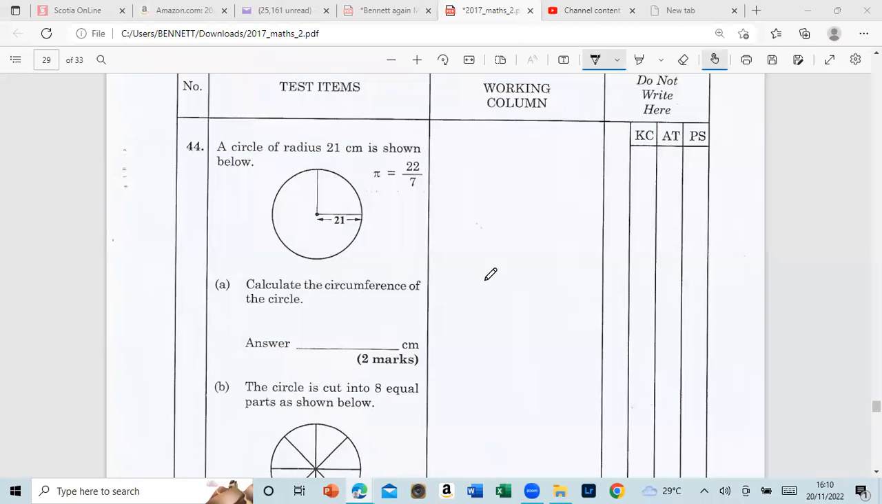Alright, so let's look at this one. It says a circle of radius 21 centimeters is shown. Take pi to be 22/7. Calculate the circumference of the circle.